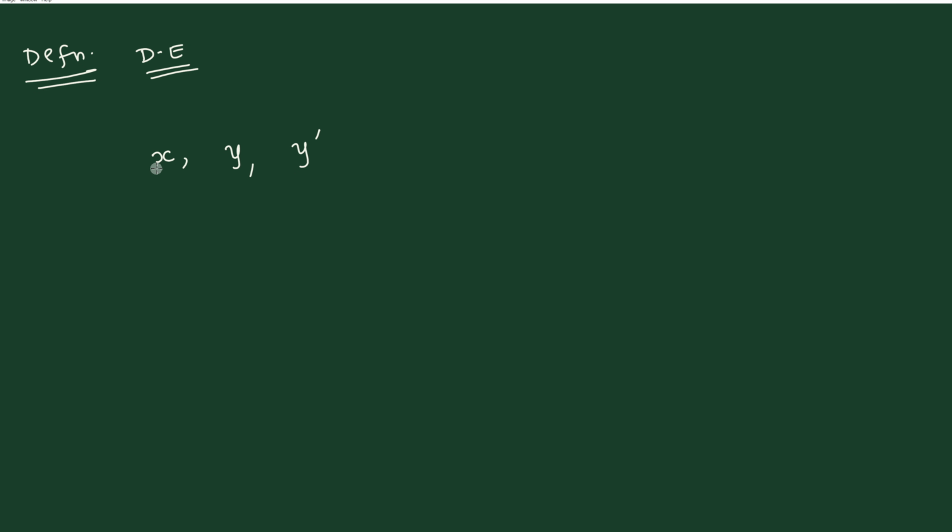Once you have these three variables with you, and suppose you have a relation between them, the relation between them is mathematically written as f of, that is what is known as a functional relation. Relation means any combination of that.